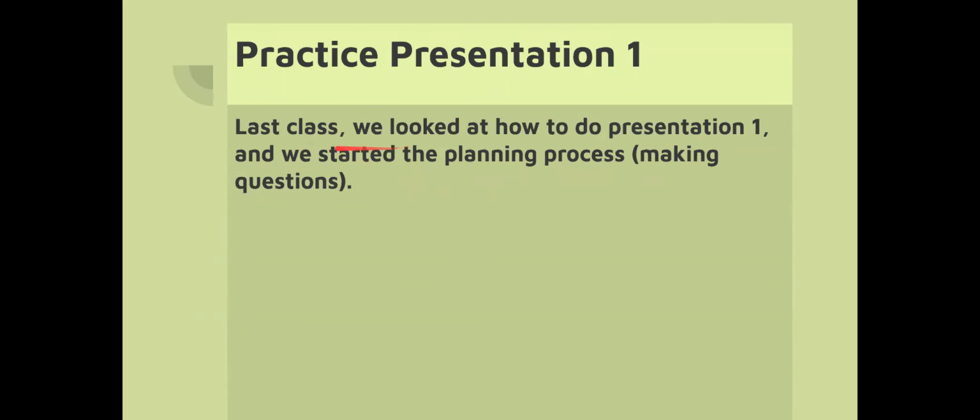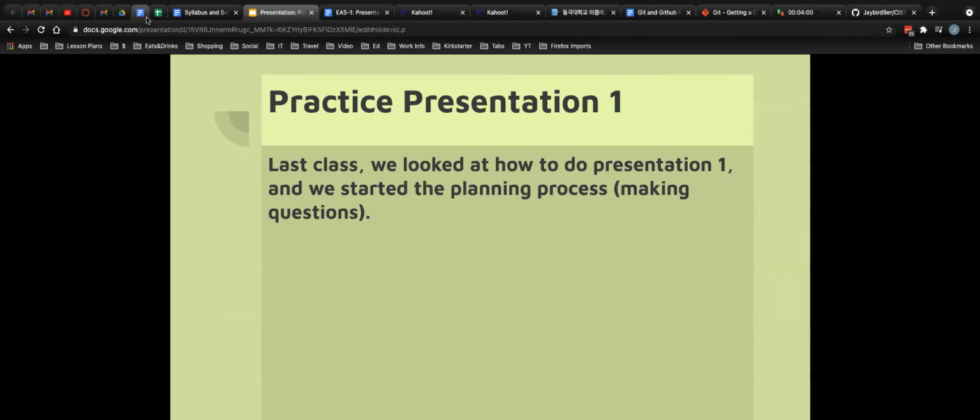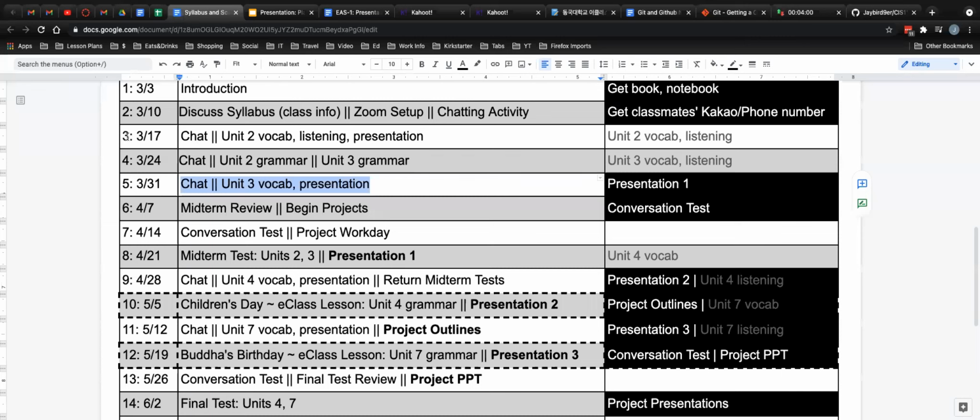So this says last class we looked at how to do presentation one. Actually, that's not quite true. It wasn't last class. It was on class 3 right here. So on class 3, we looked at how to do presentation 1. And if you don't remember that lesson, you can find it on eClass.